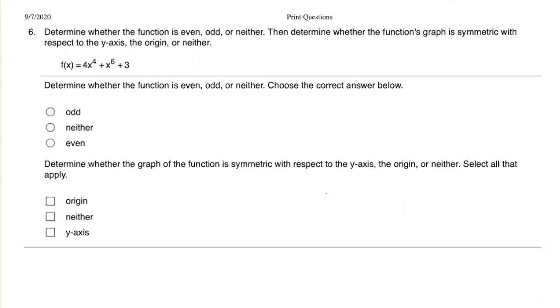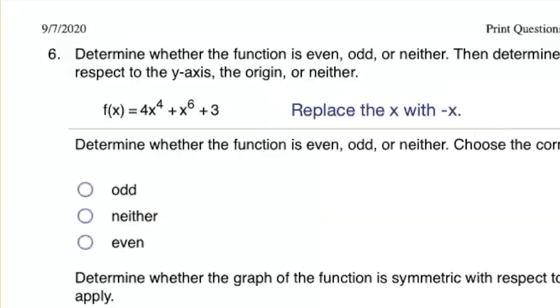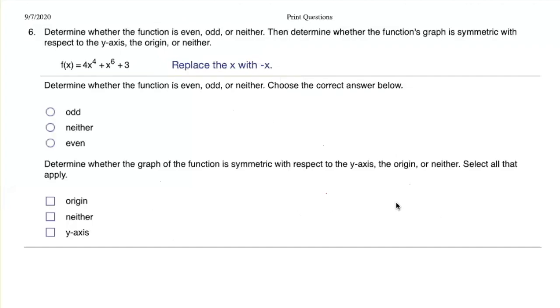So here's an example like I was just talking about. Determine whether the function is even, odd, or neither. Then determine whether the function's graph is symmetric with respect to the y-axis, the origin, or neither. To determine if a function is even, odd, or neither, the technique that we use is to replace the x in the function with a negative x. You always begin that way.